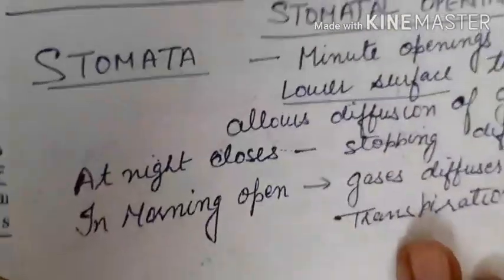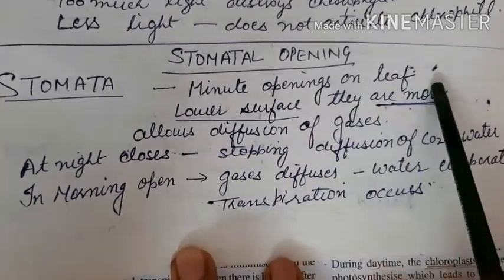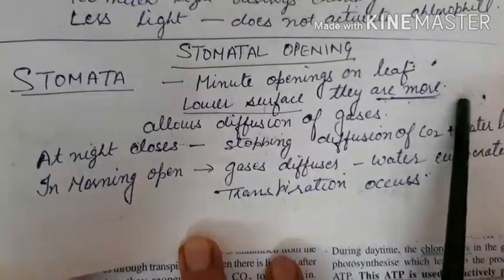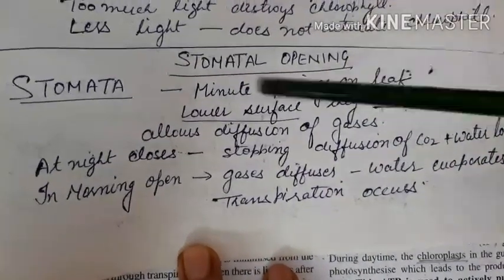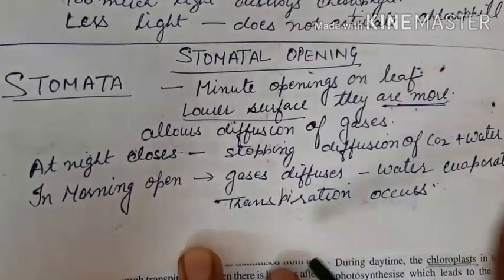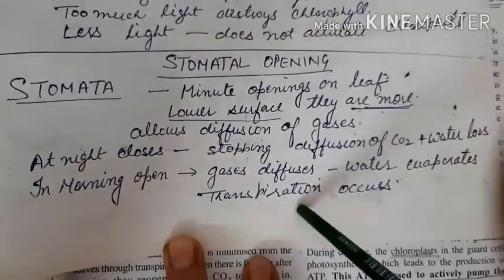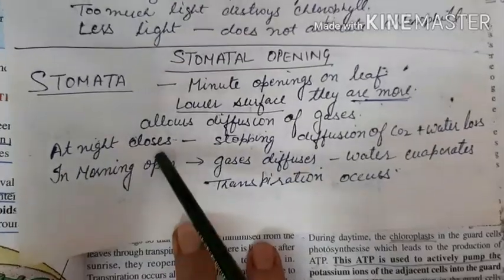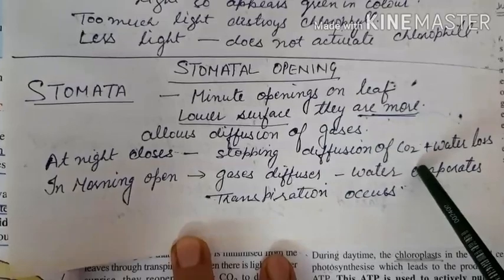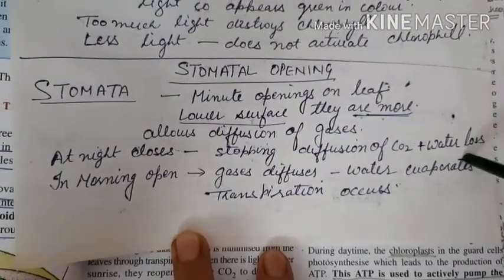In the previous chapter we have studied that stomata are the minute openings on the leaf, and mostly the lower surface has more number of stomata. The main function of stomata is that it allows the diffusion of gases. That is, oxygen can move out and carbon dioxide can come in. At night the stomata close. That is, they stop the diffusion of carbon dioxide and water loss. Water loss means transpiration will not occur.